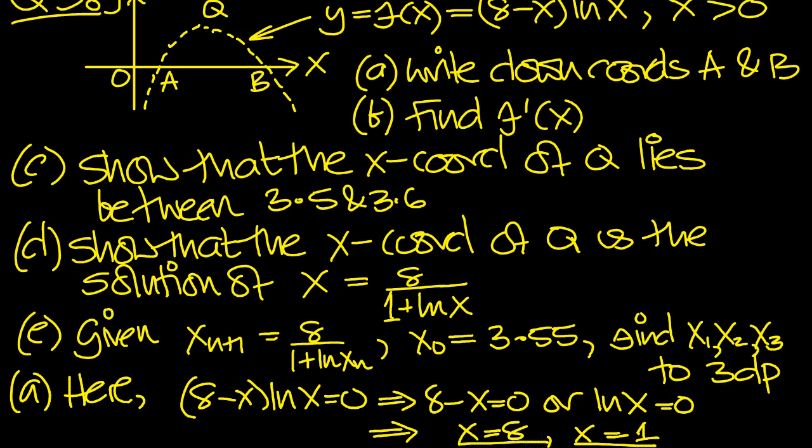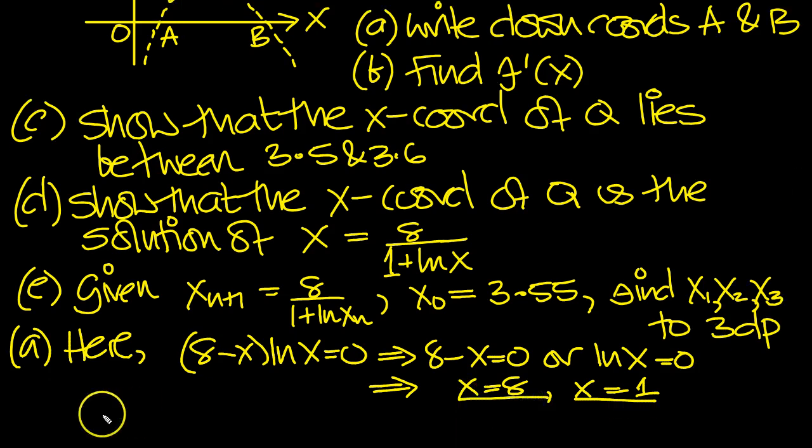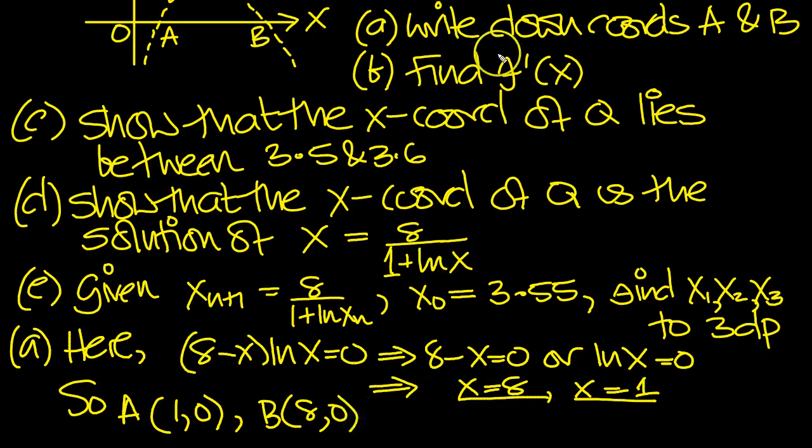We actually need the coordinates, don't we? So A, which is the leftmost one, will be 1, 0. And the B coordinate will be 8, 0. So that's part A.